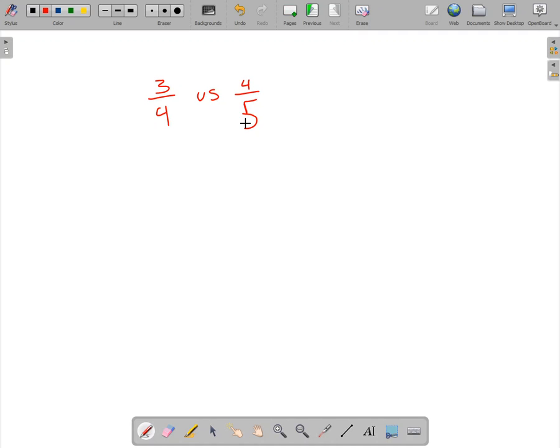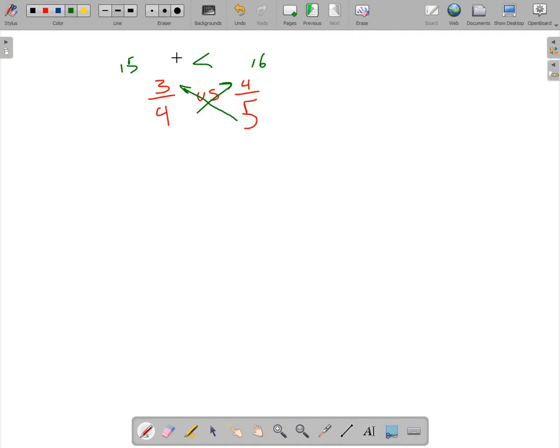So somebody might say, well, the one with the 4 in the top is bigger because there's more pieces. And somebody else might say, but fifths are smaller than fourths. Which would lead me to say, ooh, I don't know then. I have two reasons to go by there. So we could do the cross product, right? So I go over here and I say 5 times 3 is 15. 4 times 4 is 16. Is 16 bigger? Yeah. So it looks like 4/5 is bigger. It has more pieces. Even though the pieces are smaller, it still works out.